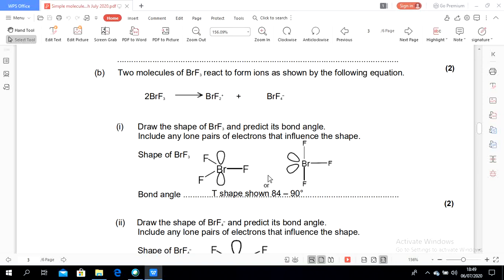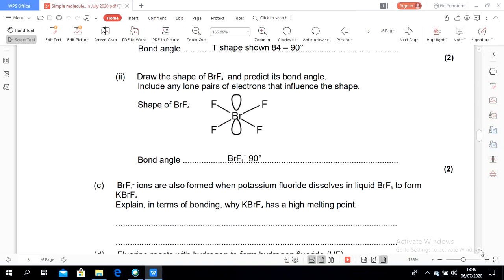It has a T shape with bond angle 90 degrees. Draw the structure of the BrF4 negative ion. Here, because there are 4 bond pairs and 2 lone pairs, we can consider this one as a 90-degree angle. Why?